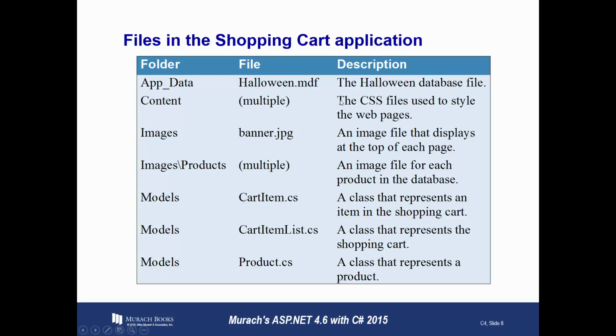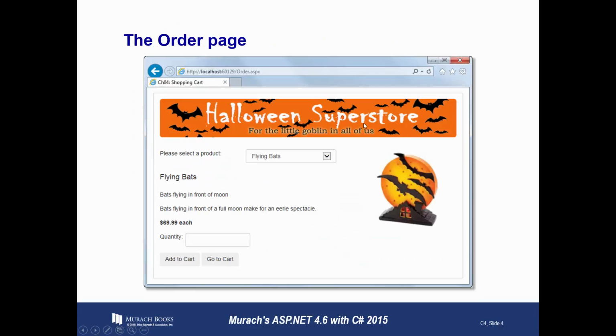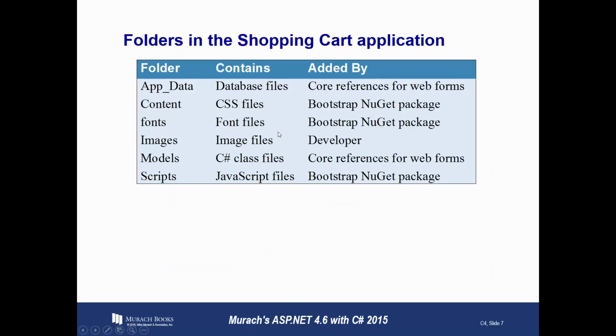Content will have multiple files in it. As it says, there'll be the CSS files used to style the web page. All right. Images will hold our banner image. That is this right here. Models, again, will be our non-GUI class files, which will incorporate our business logic. And scripts will hold our JavaScript files.